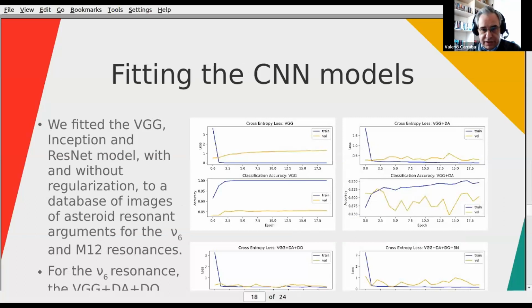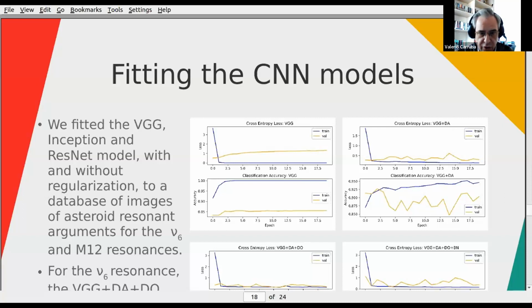So once we have this data, we can create more advanced deep learning models using the VGG, Inception, and ResNet models with and without regularization. This was trained for sets of asteroids in the Nu-6 resonance and in the mean-motion resonance with Mars. For the Nu-6 resonance, which is the one that I'm going to discuss in this talk, the VGG plus data augmentation plus dropout was the best performing model. It is the first plot in the series. We show that the difference between the validation and training sets is much smaller than in the other cases.